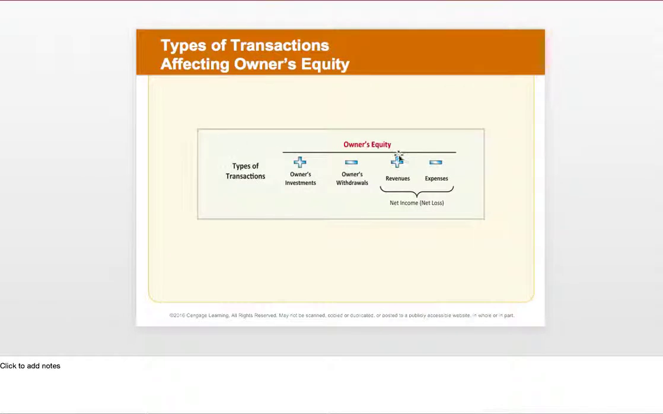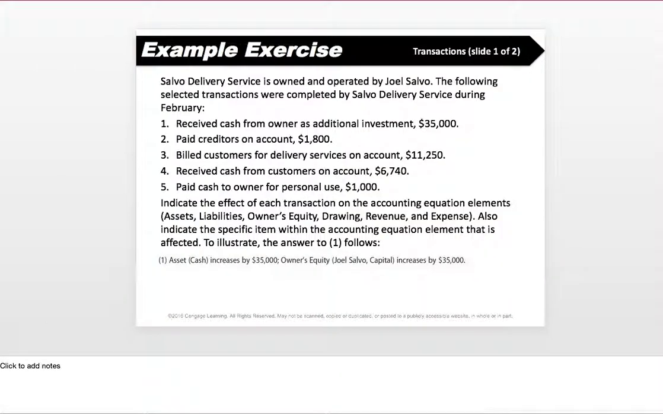And here, once again, it's showing you what happens to owner's equity. Revenues are going to increase owner's equity, the capital account. Expenses will take away from that. And the owner's withdrawal will also take away from that. And here's our example exercise. This is going to mirror your practice exercise homework. So I want to go over this just so you see how we're supposed to do the homework. It says receive cash from owner as additional investment, $35,000.